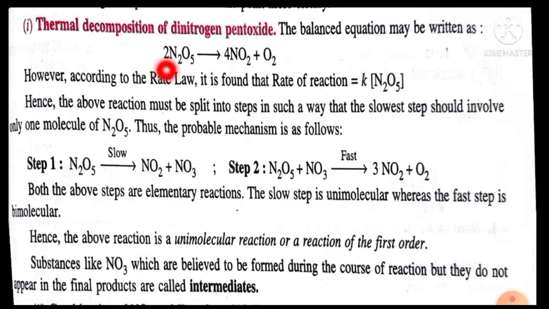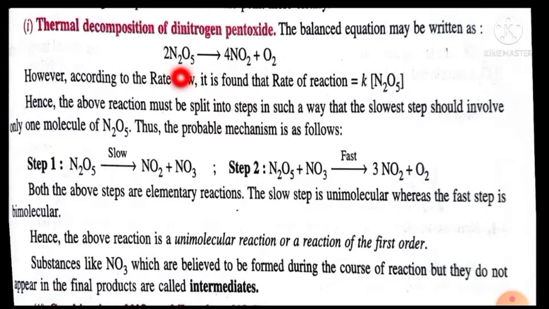Here it's a bimolecular reaction. Why? Because in the balanced equation there is an involvement of 2 molecules. See here, in the balanced equation you wrote, 2 molecules of N2O5 are involved. That's why its molecularity will be 2, right? But in the elementary reaction, the rate determining step, only 1 molecule is involved. That's why it will be a reaction of first order.